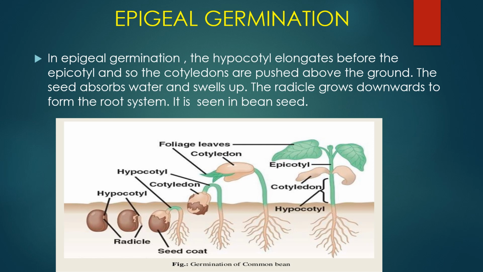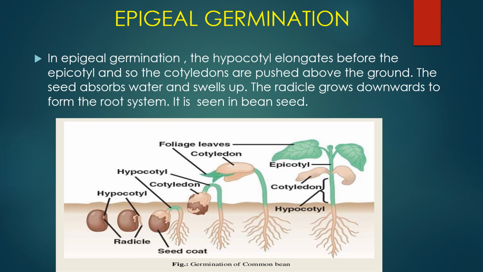The seed absorbs water and swells up. The radicle grows downwards to form the root system, and it is very commonly seen in beans. See this thing, epi means above the ground. Epigeal germination means the cotyledons are pushed above the ground. Why are they pushed above the ground? They are pushed above the ground because the hypocotyl is elongating before the epicotyl.